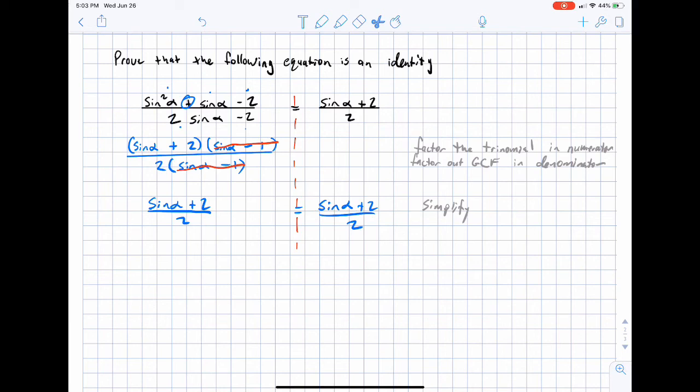Notice we didn't actually use any of the identities that we have on our list of identities. We just did some good old-fashioned algebra.